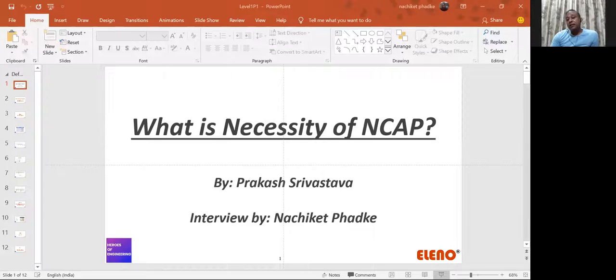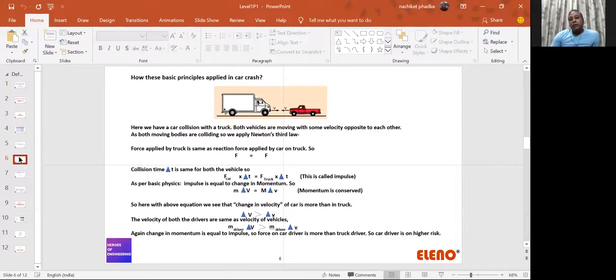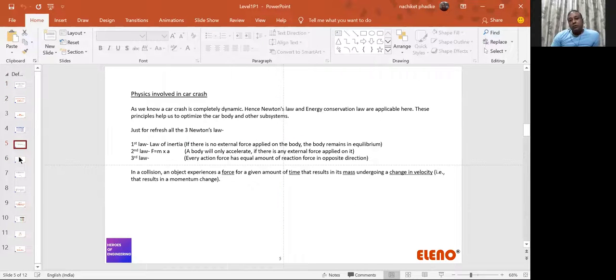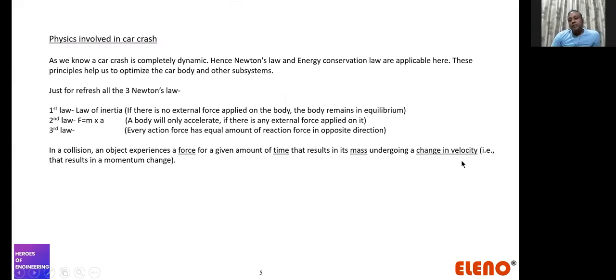Just a moment. Yes. While doing the analysis, Nachiket, can you please go to slide number 5? Yes, and enlarge it so that everybody can see that.